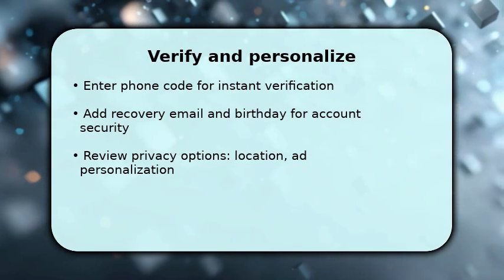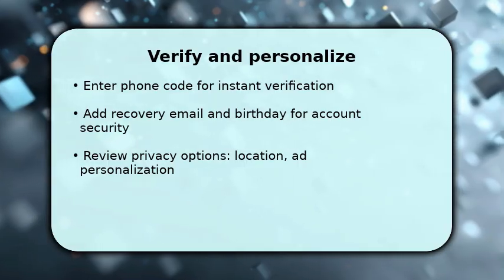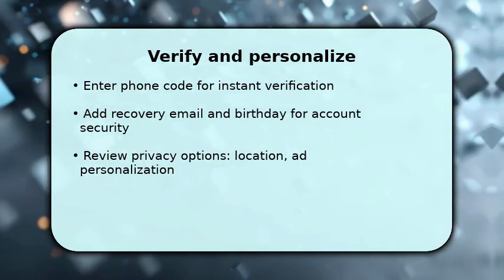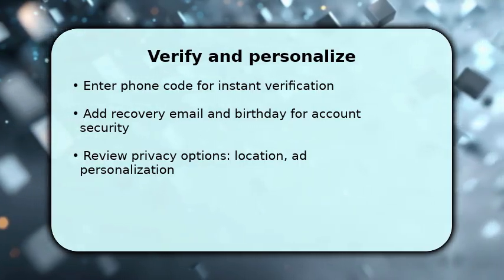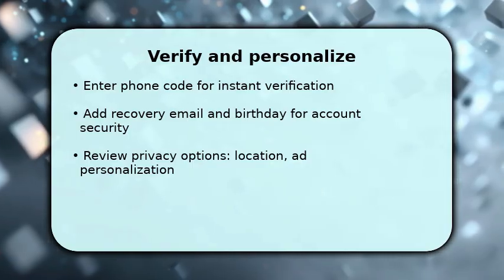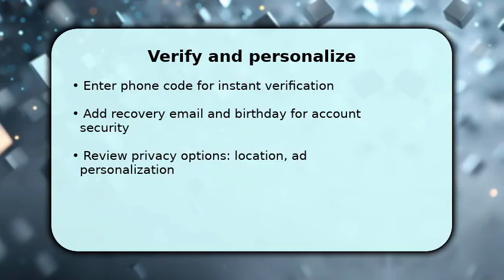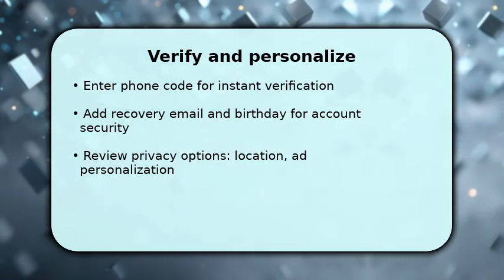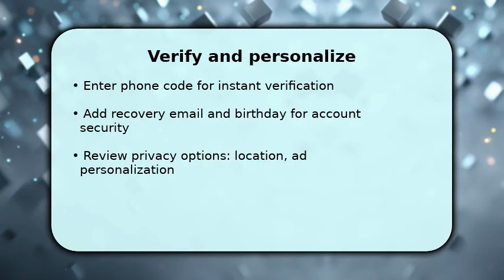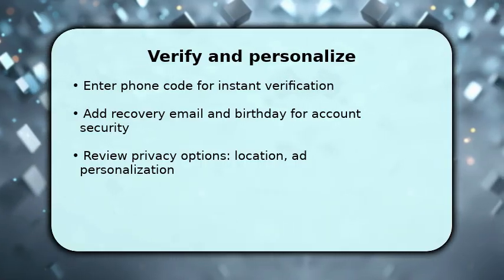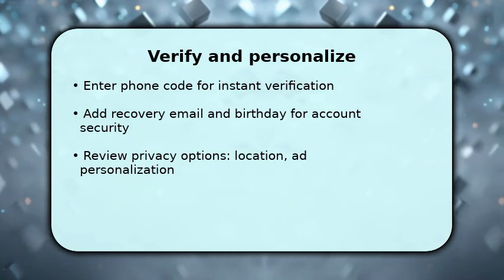After the basic info, Google asks for verification. Enter the SMS code sent to your phone immediately so the system links your number. Next, add a recovery email and accurate birthday. These help recover access later and set appropriate defaults. Make choices about ad personalization and location settings now. These can be changed later, but setting them deliberately reduces surprises. Once you finish this stage, review terms, adjust visibility for your profile, then click Create Account to move toward finalization.